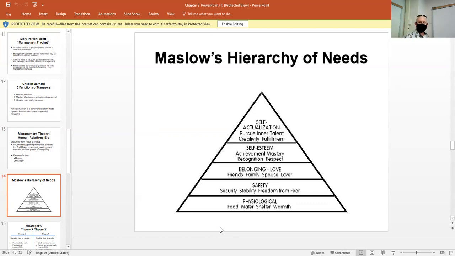One up from there, you have safety, where people need security, stability, freedom from fear. You don't need to be living in a total state of fear all the time. The next one up, as far as needs, we need to feel belonging and love from friends, family, spouse, lover. Up one, self-esteem, achievement, mastery, recognition, and respect.